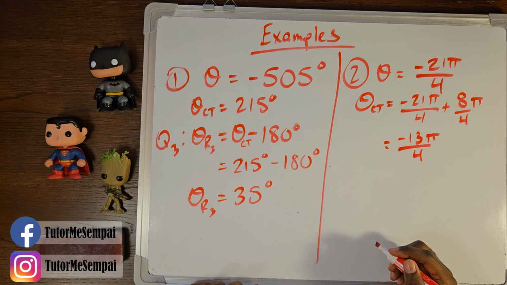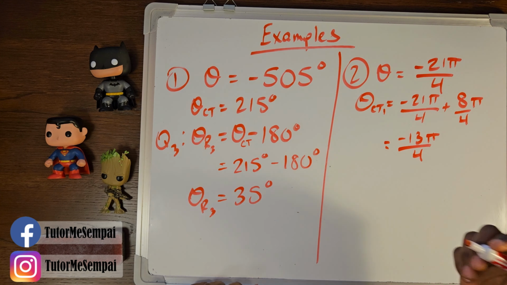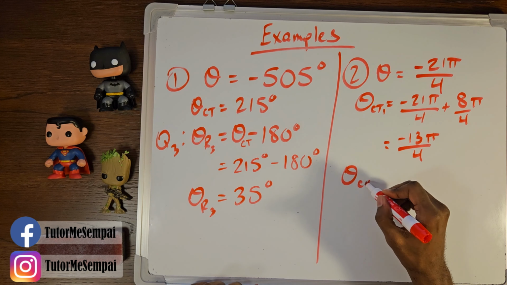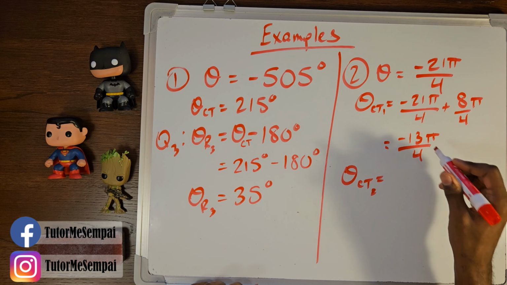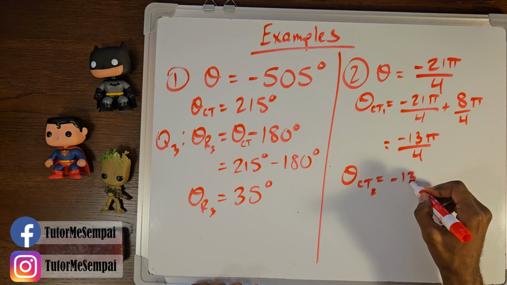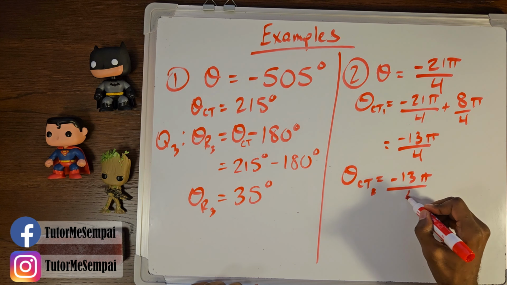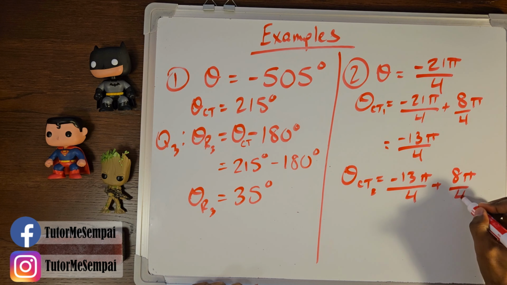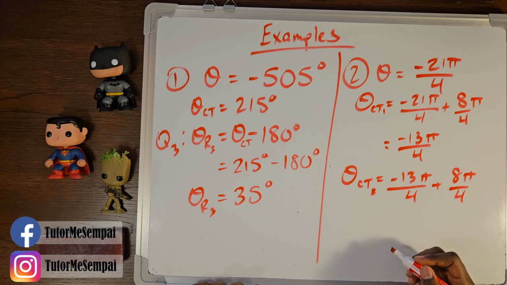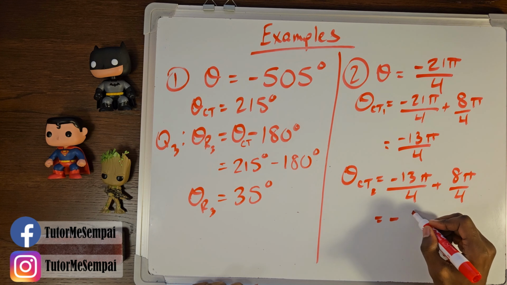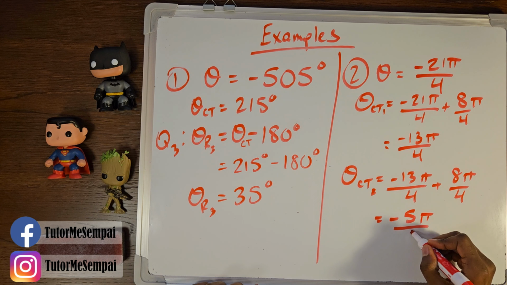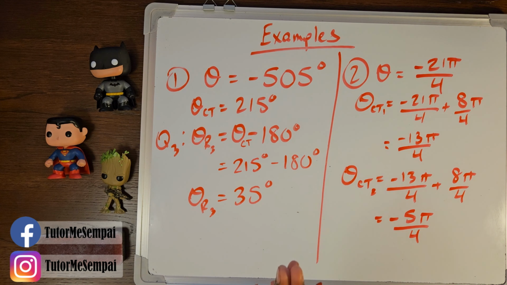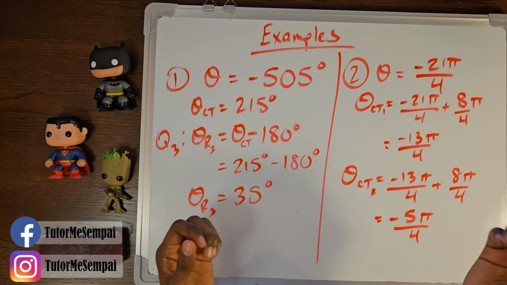Is that what we want? No. So we're going to keep going. That was our first coterminal angle. Let's find our second one. We're going to start with this negative 13 pi over 4. We're going to add another 8 pi over 4. And what do we get when we do that? This is going to result in a negative 5 pi over 4. Are we there yet? No. We're going to keep going. Remember, you want to have something between 0 and 2 pi when you're in radians.